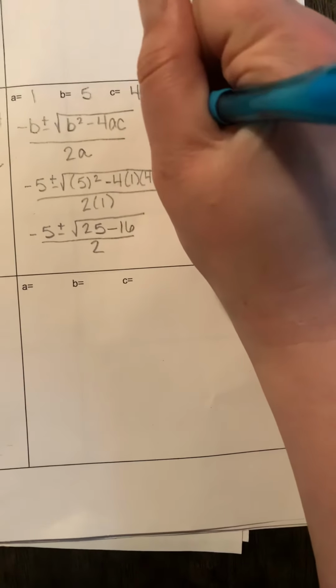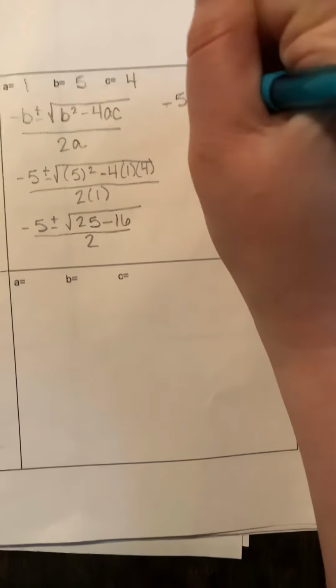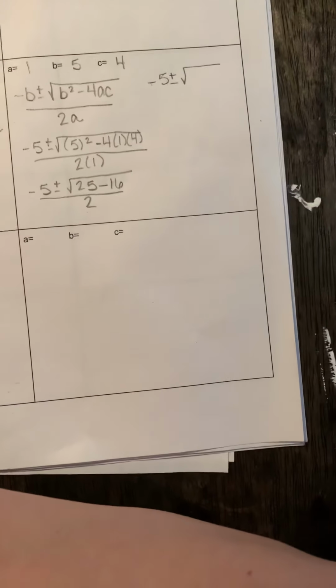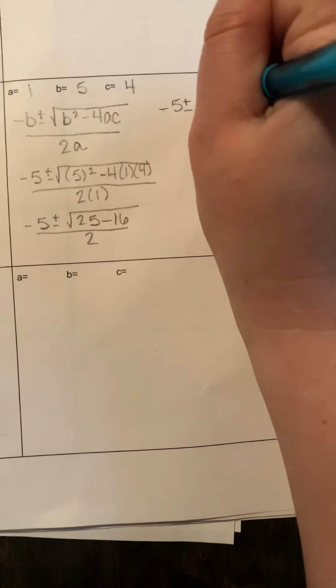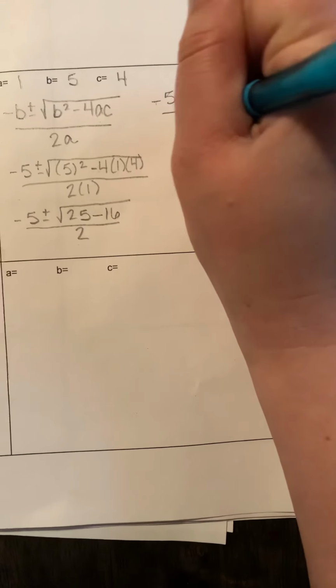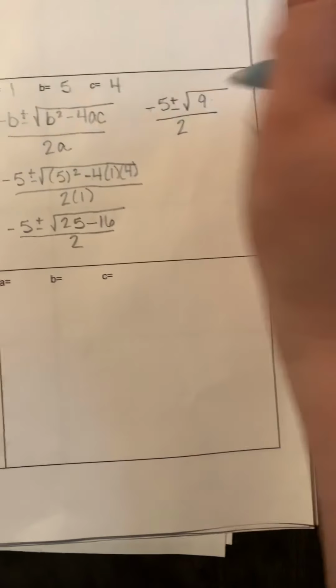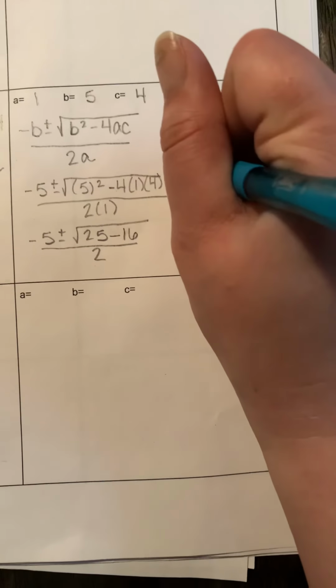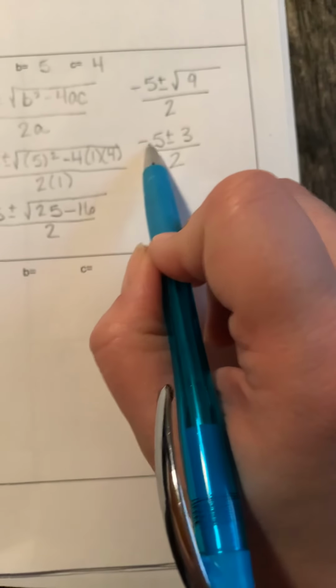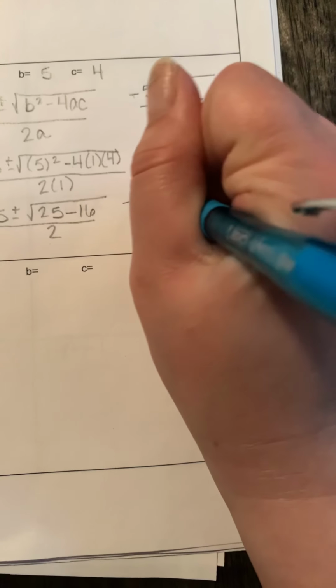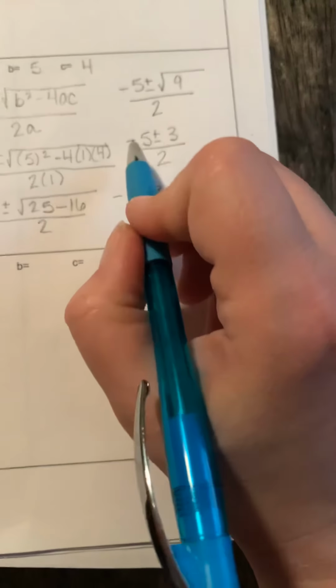Okay, then opposite of 5 plus or minus square root. Take 25 minus your 16. You get 9, all divided by 2. Square root of 9 is 3, so -5 plus or minus 3 divided by 2. Now you're ready to set up your two equations. -5 plus 3 divided by 2, and -5 minus 3 divided by 2.